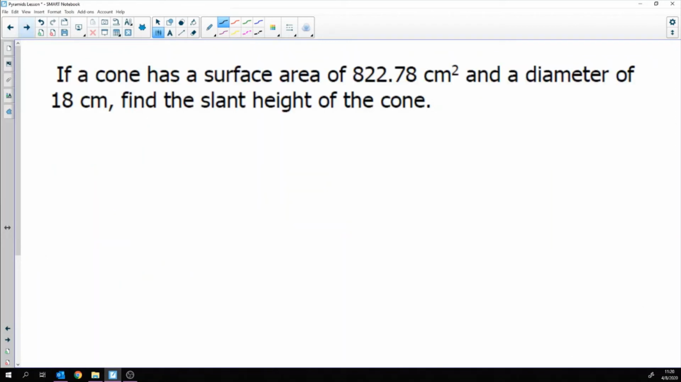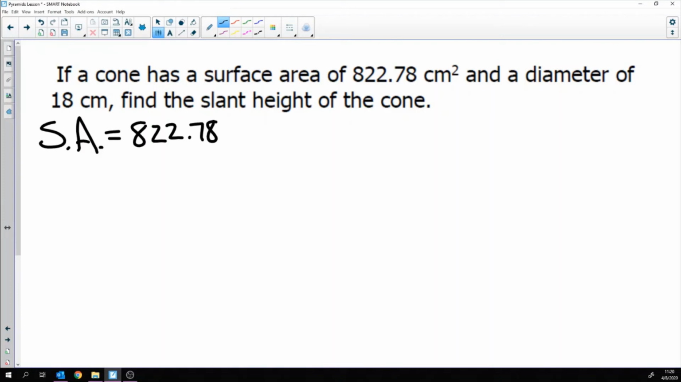Oh man, word problems. If a cone has a surface area of blank and a diameter of blank, find the slant height of the cone. Whenever you come into a word problem and you're not real sure what to do, you should try and find a starting place. And the starting place is to write down what you know. So one of the things I know right away, I know the total surface area is 822.78.